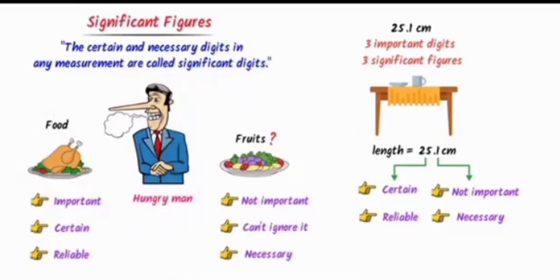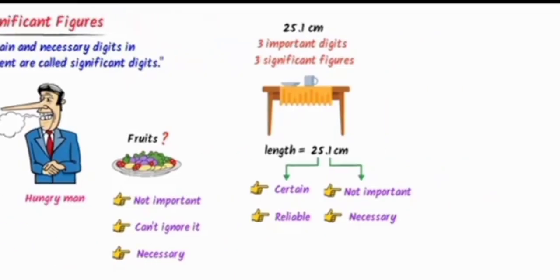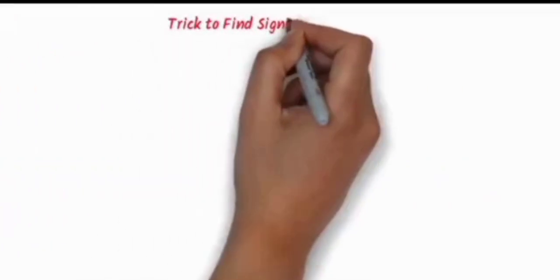Let me repeat it. The certain and necessary digits in any measurement is called significant figures. Hence, note down this fundamental concept of significant figures, which a lot of students are not understanding. Now I will teach you a super easy trick to find significant figures in any measurement.